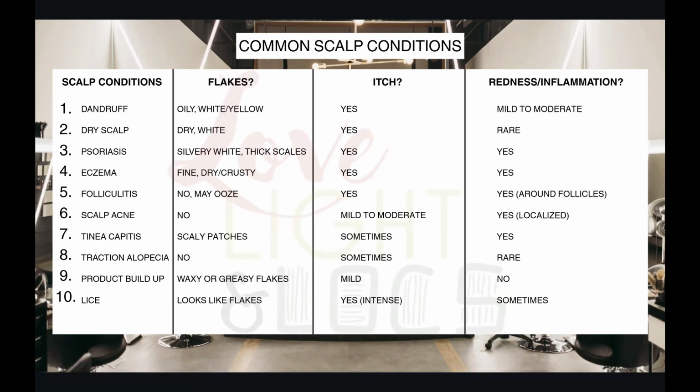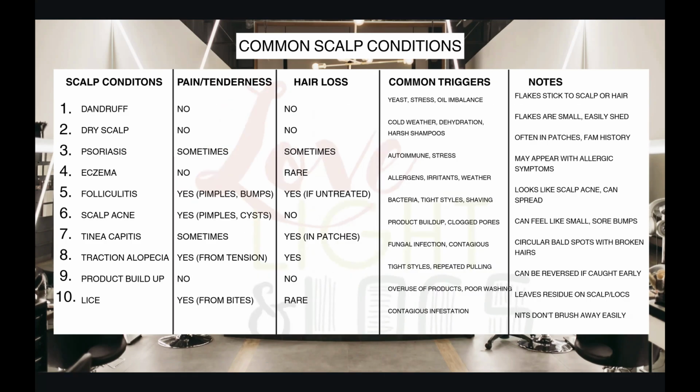Next, we have psoriasis. The flakes appear as thick scales and they're often silvery and white. There is an itch association. There is redness and inflammation. Sometimes you may experience pain or tenderness with psoriasis. Sometimes you may experience some hair loss due to your psoriasis. That's often as a result of excess scratching. We'll get to that. Common triggers, autoimmune and stress.